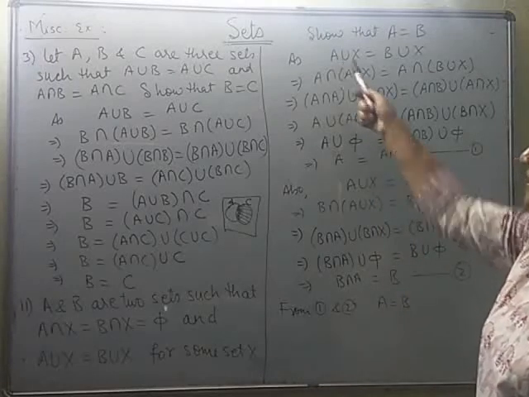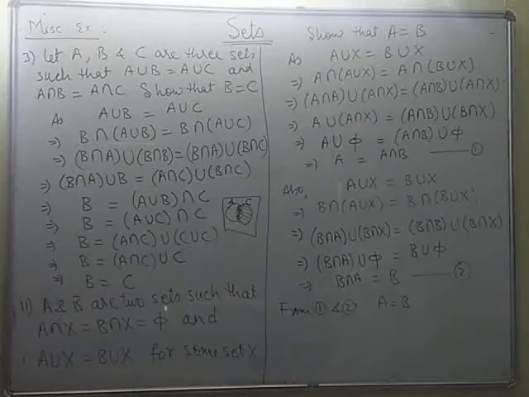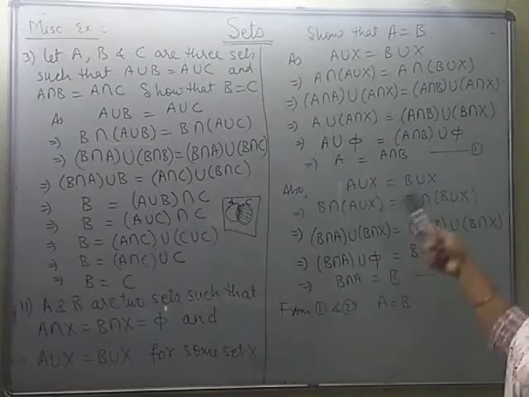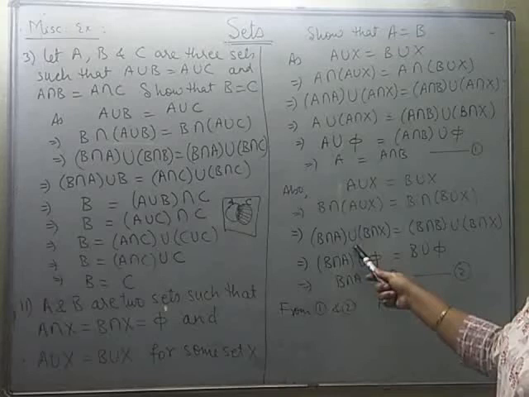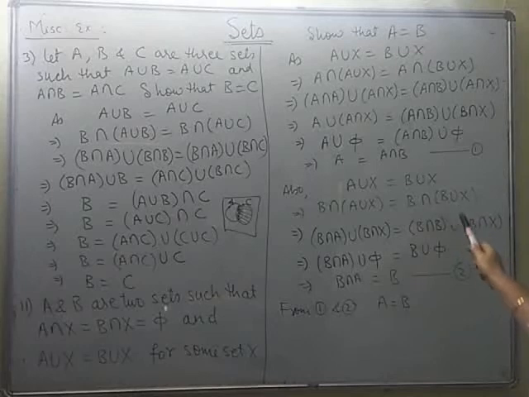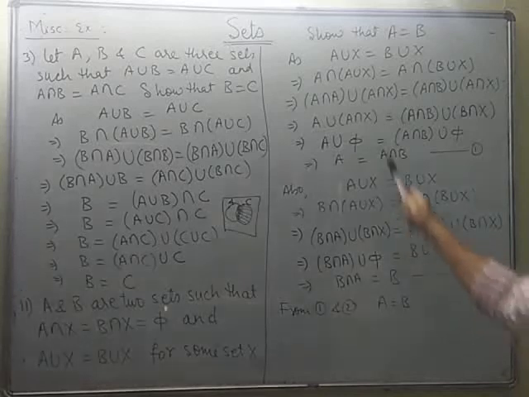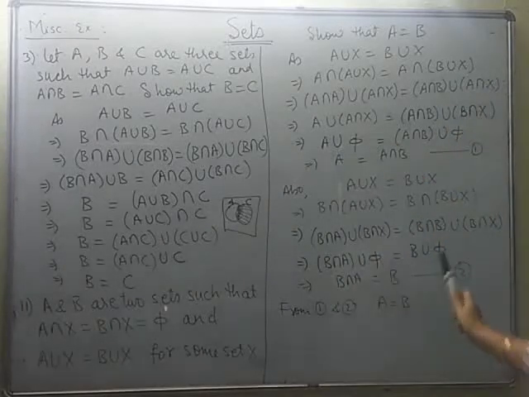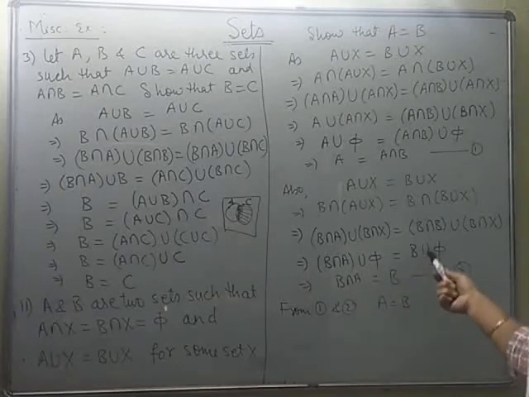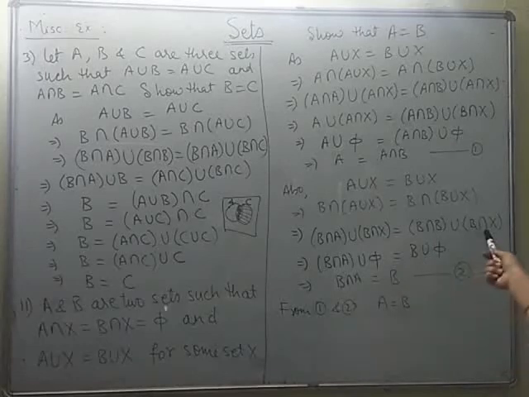Now again starting with the same step, A union X is equal to B union X. This time I am taking their intersection with set B. Earlier we took their intersection with set A. Now apply distributive law. It will be B intersection A union B intersection X. On the right side, it will be B intersection B union B intersection X. Now both these B intersection X, like here A intersection X, can be replaced by null set. So this is reducing to B intersection A union null set, and B intersection B we can simply write B, and B intersection X is already given to us, it is null set.